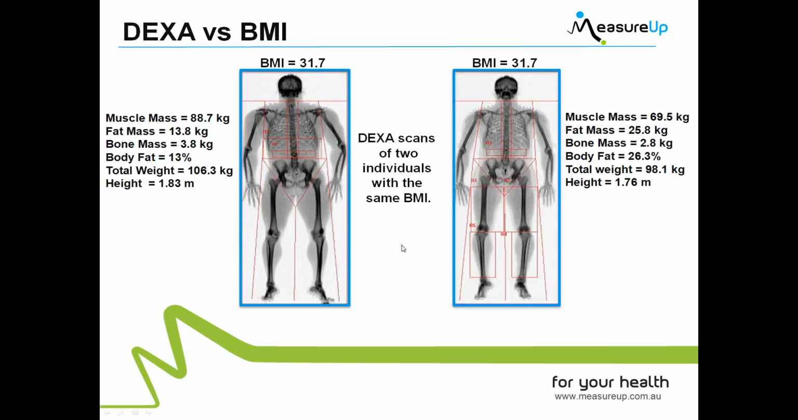The reason for this is shown on this slide, where we have a DEXA scan of two individuals with the same body mass index of 31.7. But you can see here that muscle mass is very different between the two, fat mass is very different between the two, and their percent body fat is also very different between the two, yet they still carry the same BMI. Body mass index does not take into account the individual's muscle mass, and therefore it's flawed. BMI should not be used on an individual.